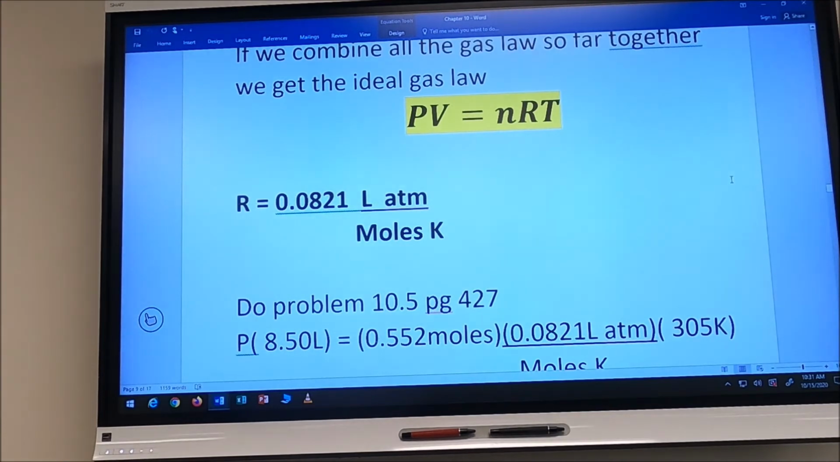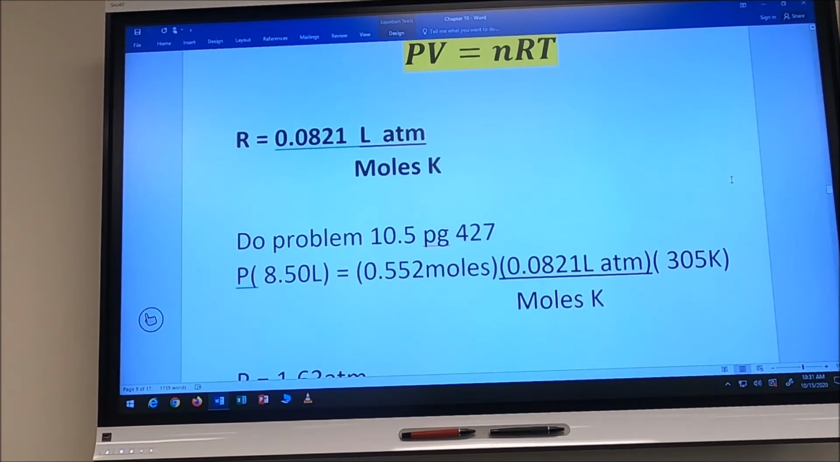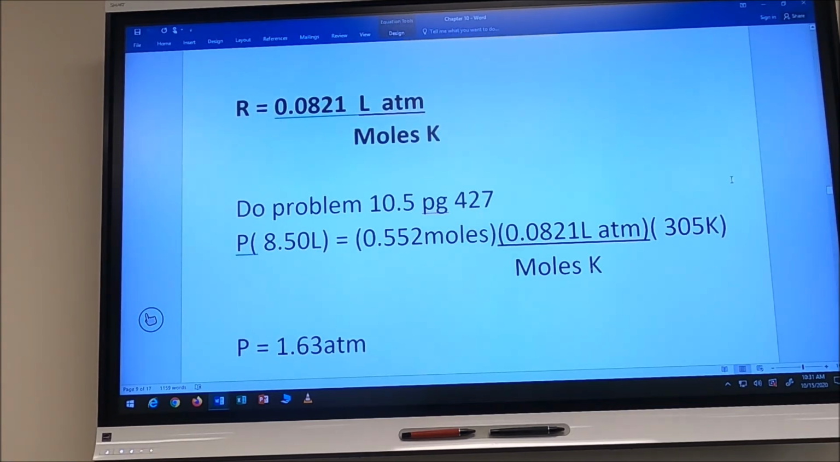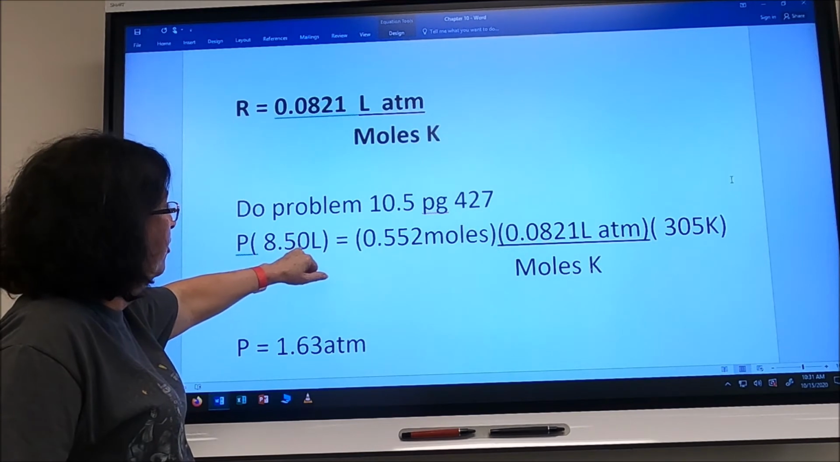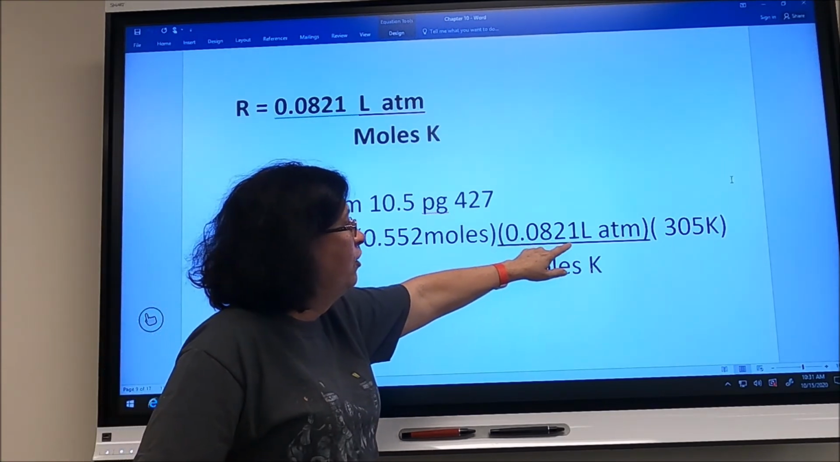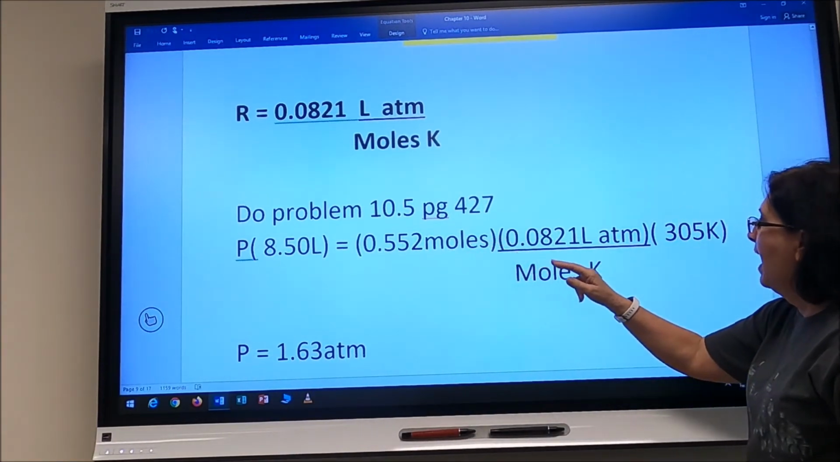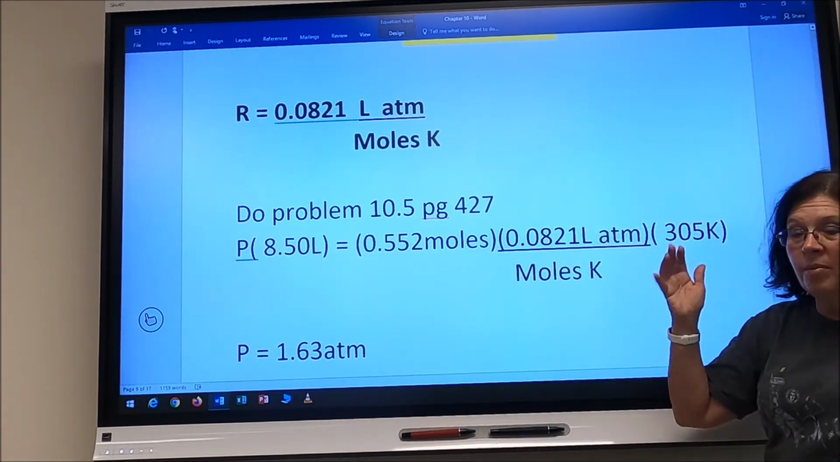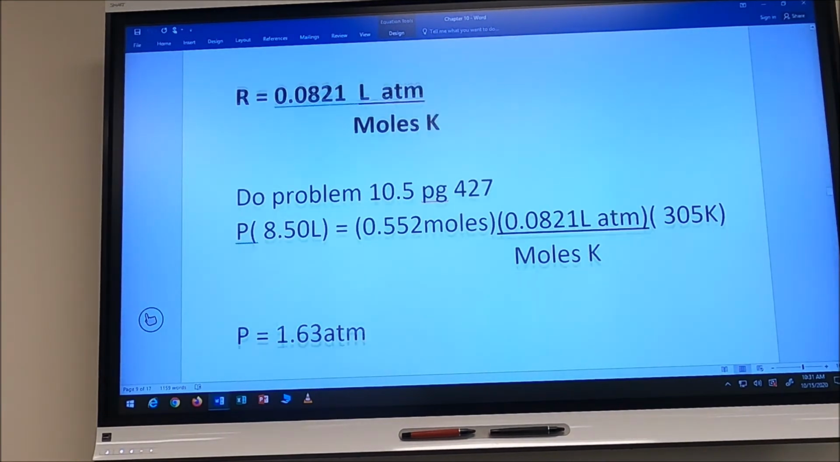So let's look at problem 10.5. It says an 8.5 liter tire contains 0.552 moles of gas at a temperature of 305 K. What is the pressure in atmospheres of the gas in the tire? Well, using PV equals NRT, pressure I don't know. We know the volume was given to us as 8.50 liters. We were told that we had 0.552 moles. There's the gas constant, 0.0821, and the temperature, 305 K. So look here, Kelvin and Kelvin divide out, moles and moles divide out, liters and liters divide out. The only unit we're going to be left in is atmospheres. So it turns out the pressure here is 1.63 atmospheres.